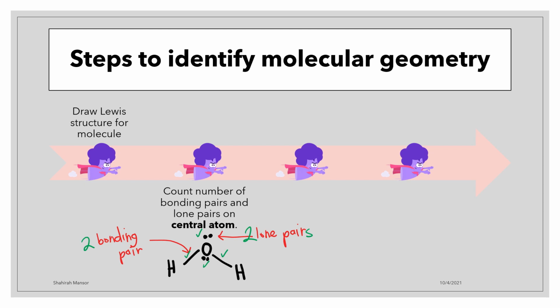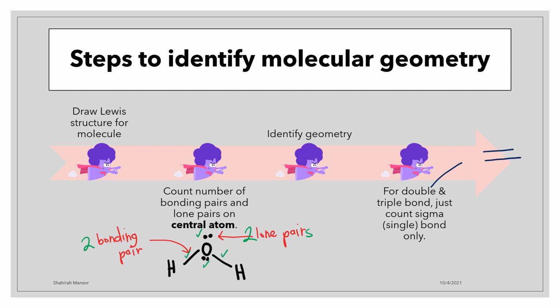So after you find out the number of bonding pairs and lone pairs on the central atom, you will get the geometry of the molecule according to VSEPR. And don't forget, for double and triple bonds, count sigma bonding only. So for a double bond, this is the double bond. Do you still remember? A double bond contains 1 pi and 1 sigma bond. And for the triple bond, we have 1 pi, 1 sigma, 1 pi. Okay, meaning 2 pi and 1 sigma for a triple bond.